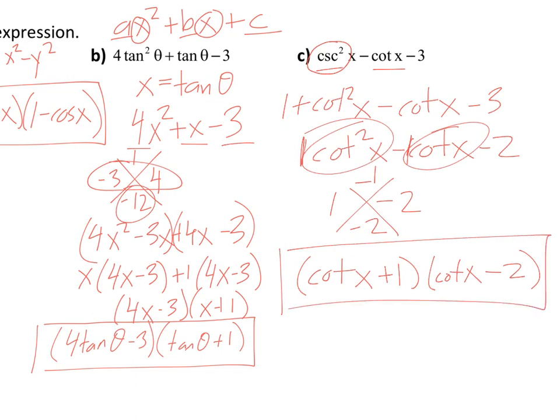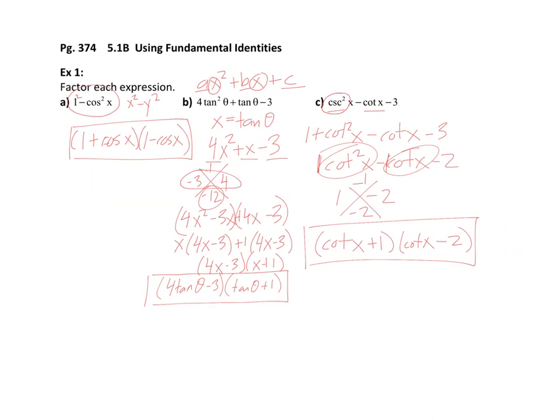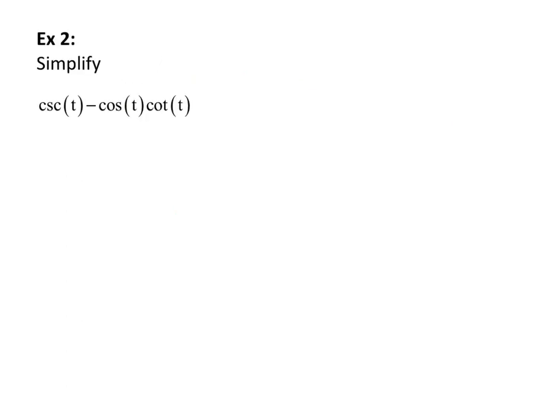Let's go on to some more examples. Simplify this expression. Now this is why I keep saying get familiar with your yellow sheet and all the identities, because the more familiar you are with them, the easier it will be to see what you're supposed to do here. So I have cosecant, cosine, cotangent.